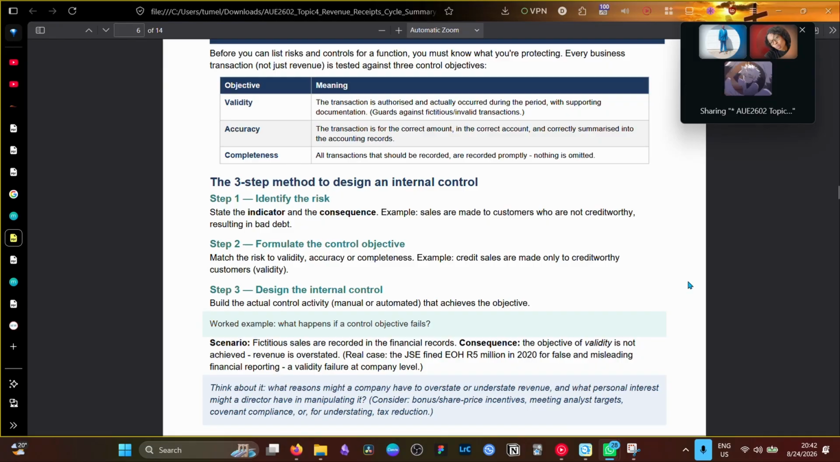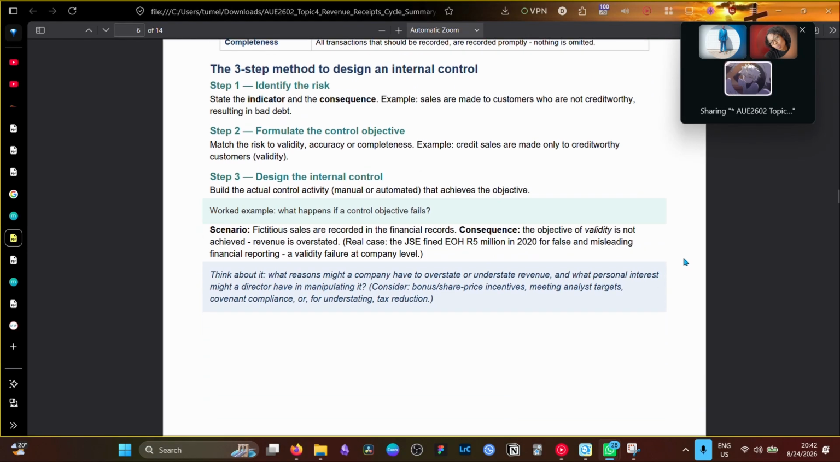Or she left again. Anyway, that's how I'd answer it. For me, internal control would be important because as a shareholder, I wouldn't want fraud and all these things to happen where there's an overstatement or an understatement. So internal control becomes important and corporate governance becomes important as well. As we see in this example, this company was fined 5 million.